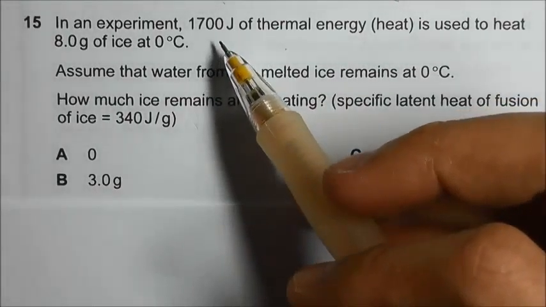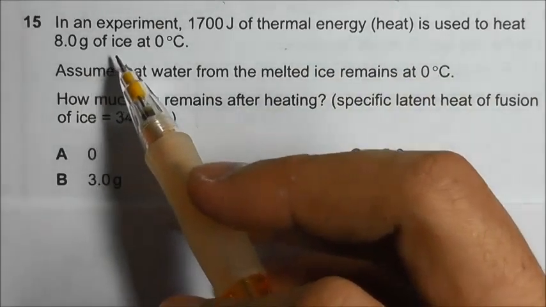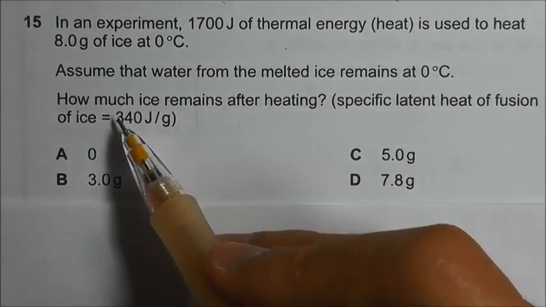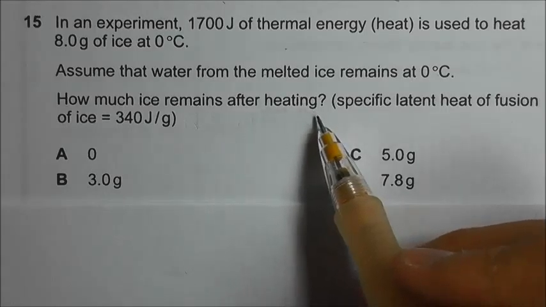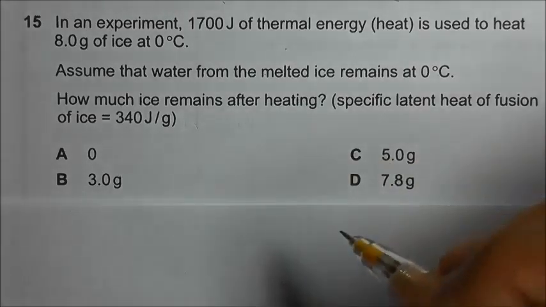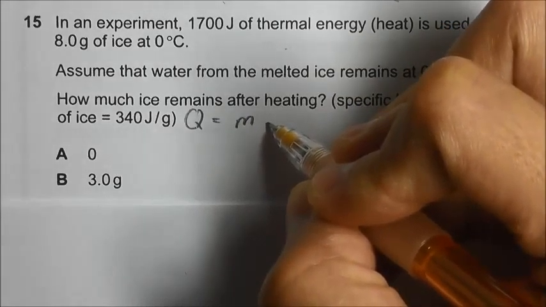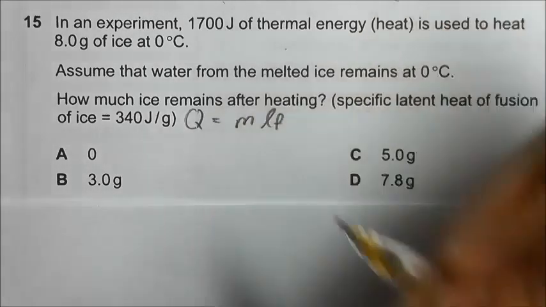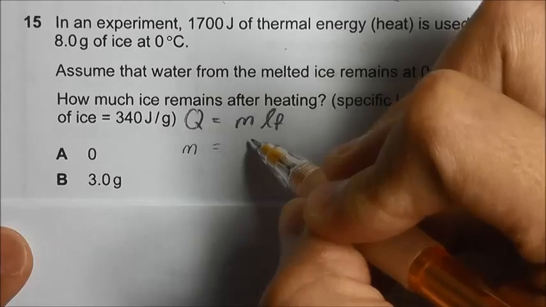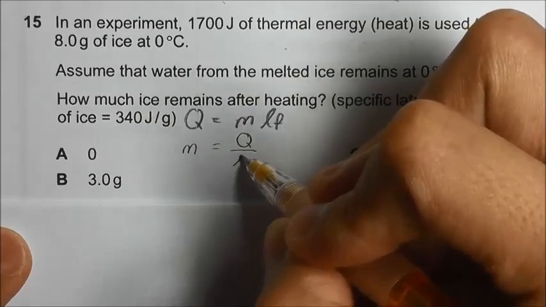In an experiment, 1700 joules of thermal energy is used to heat 8 grams of ice at 0 degrees Celsius. So we want to find out how much ice remains after heating. So first of all, we have to find out the mass of ice that has melted. We can use the formula Q is equal to mass times specific latent heat of fusion. So the mass of ice that is melted will be equal to the energy that is supplied divided by specific latent heat of fusion.